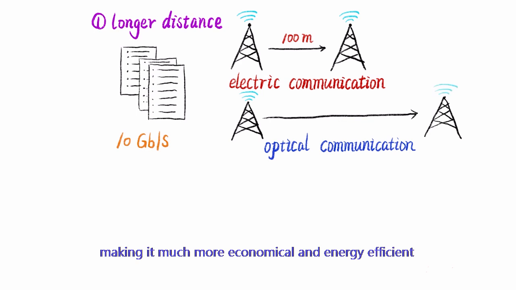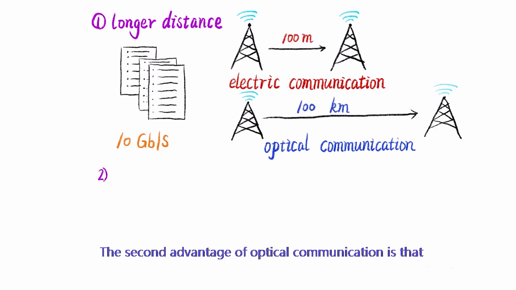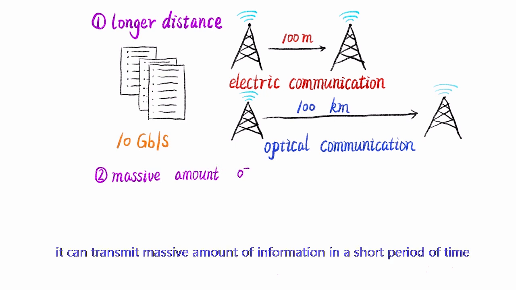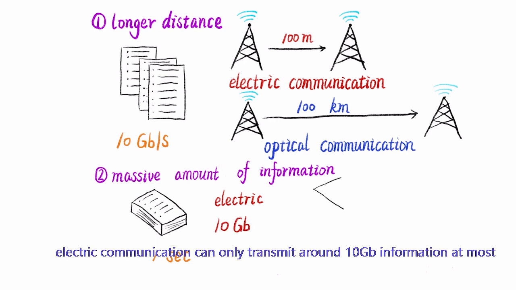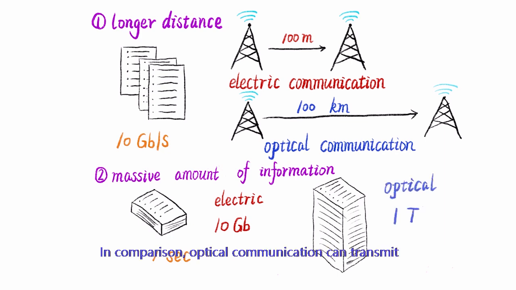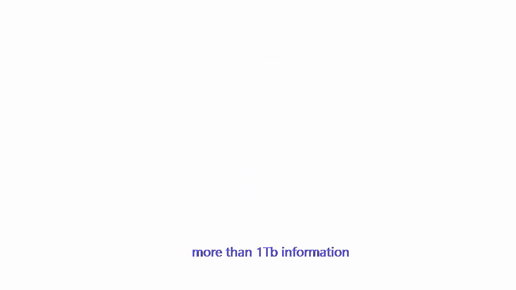The second advantage of optical communication is that it can transmit massive amounts of information in a short period of time, often referred to as information bandwidth. In 1 second, electric communication can only transmit around 10 GB of information at most. In comparison, optical communication can transmit more than 1 TB of information.